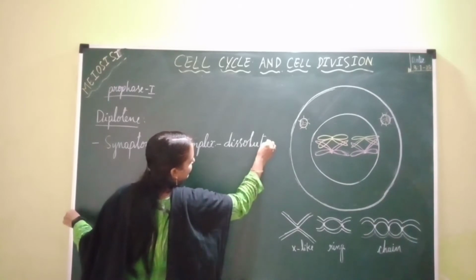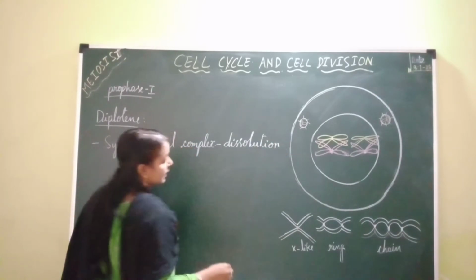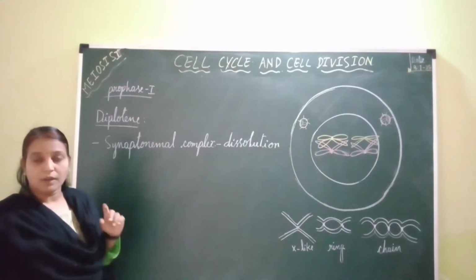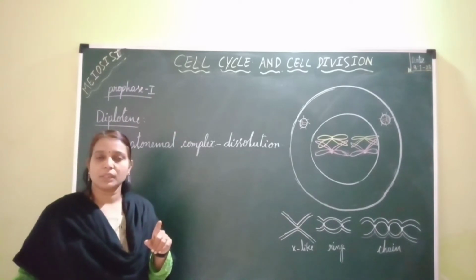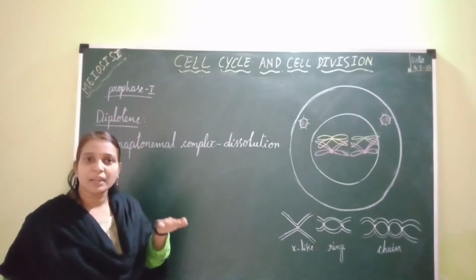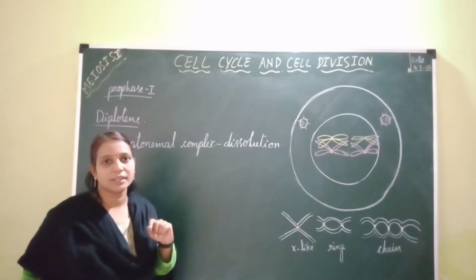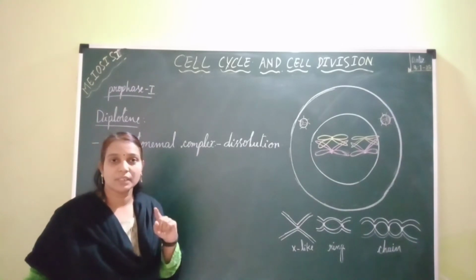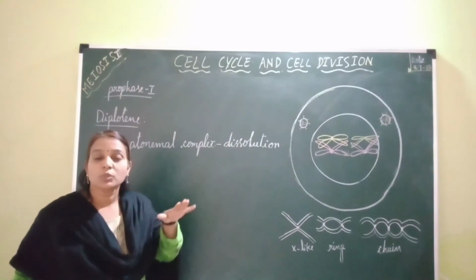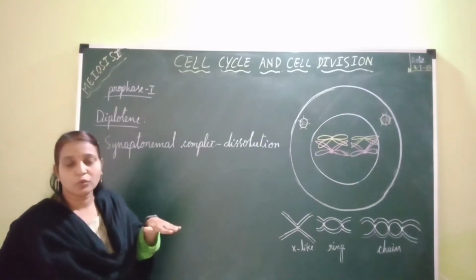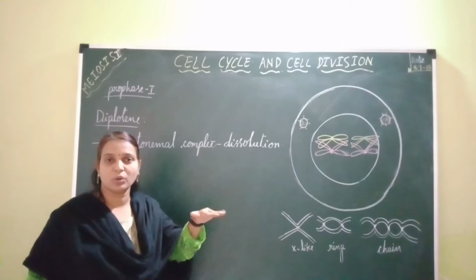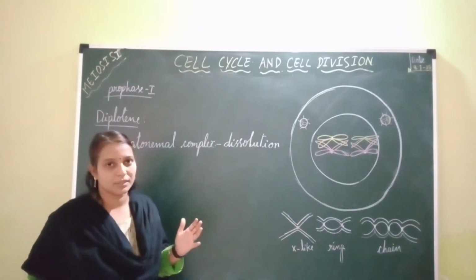So what is this synaptonemal complex and what are its functions? One function of synaptonemal complex is it helps in pairing or synapsis of homologous chromosomes which occurs during zygotene stage. And the other function of this synaptonemal complex is to stabilize these homologous pair of chromosomes until the process of crossing over gets completed during packaging stage.